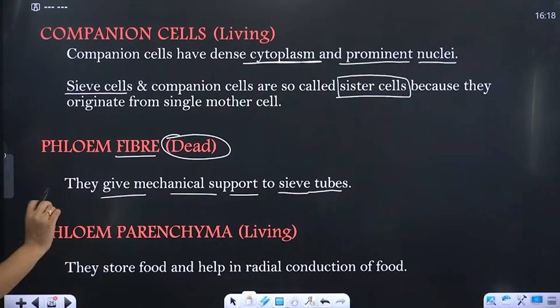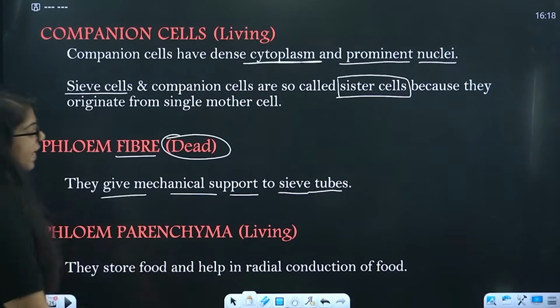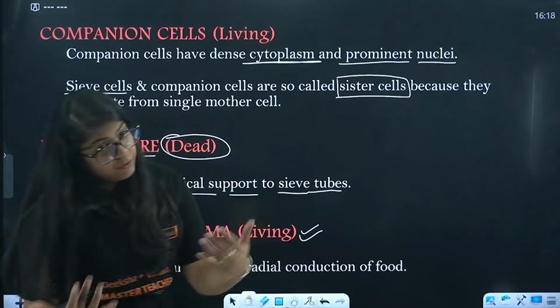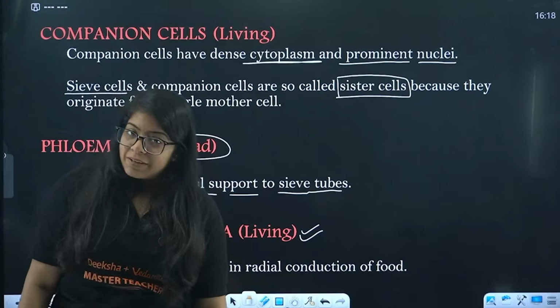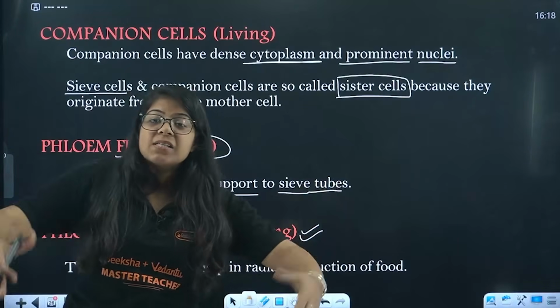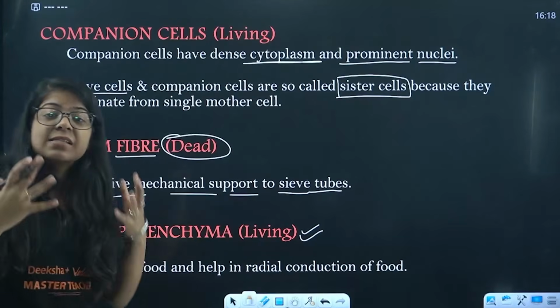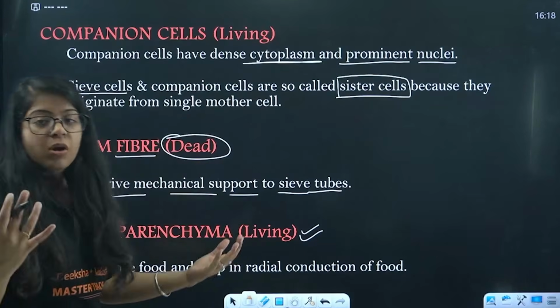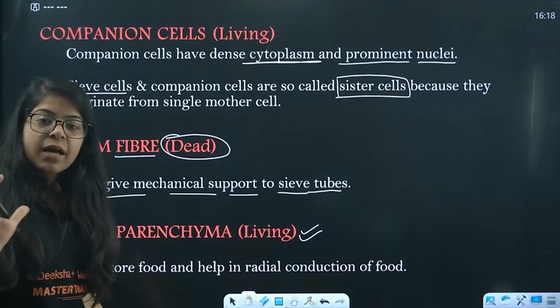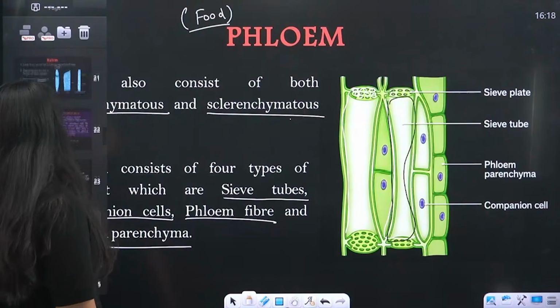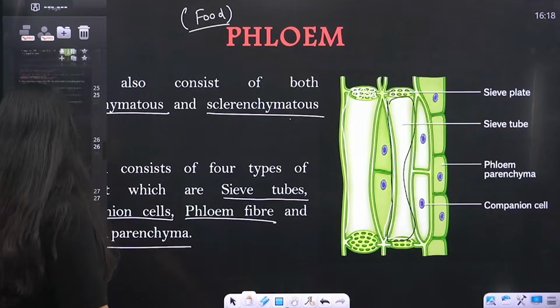Okay. Then we have parenchyma, again living. They store food and help in radial conduction of food, and hence if something is storing food, it is living. Okay, these companion cells have cytoplasm and nucleus, so they are living. These sieve tubes are also living. Okay beta, done.